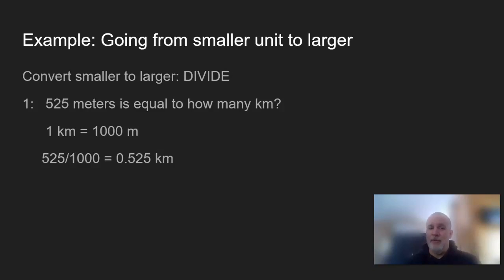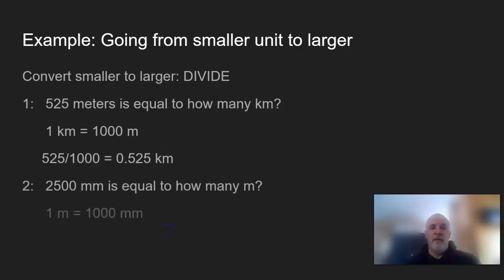It's about 0.525. Now, 2,500 millimeters is equal to how many meters? Here we've got 1 meter is 1,000 millimeters. So 2,500 divided by 1,000 equals 2.5 meters. Okay, so we are going from the smaller unit to the larger unit.